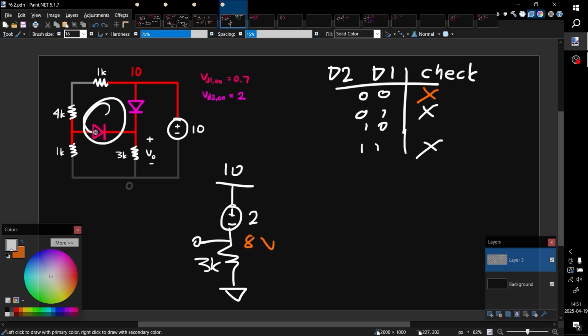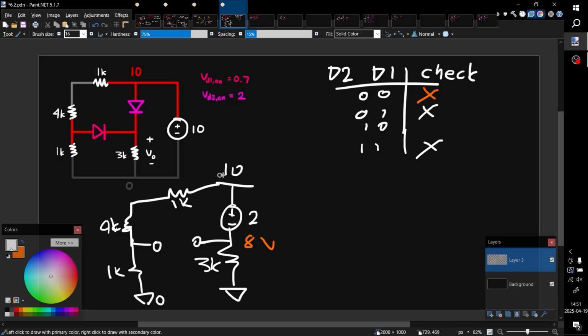Okay. And then here we have this voltage here. Let's just check if this is going to be operating. 4K, 1K, 1K, 0. Okay, this is going to be voltage division, right? Oh my god, that's a lot of steps. So 10 gets divided across 1K and the sum of this, so that's 6K. I'm just going to cancel the K for simplicity.